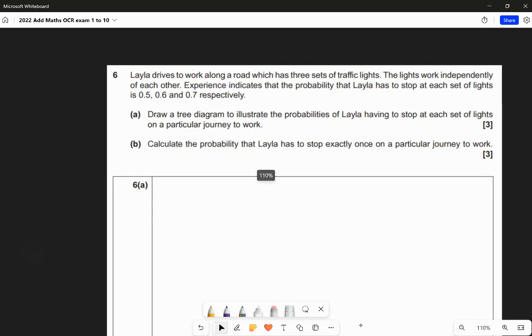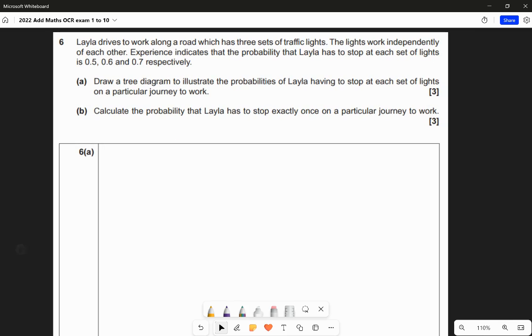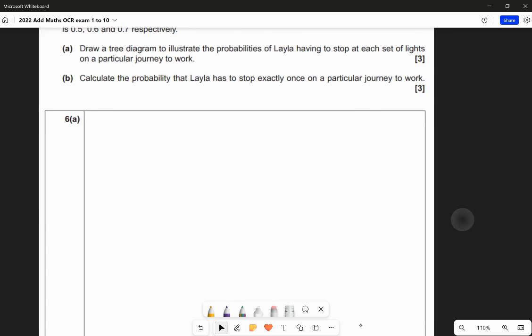So Layla drives to work along the road, 3 sets of traffic lights. The chance she has to stop is 0.5, 0.6, and 0.7 respectively. They work independently of each other, which means that they do not affect the chance of her stopping at a future traffic light. Okay, so whatever happens in a previous traffic light, the probabilities will stay the same for future traffic lights. Draw a tree diagram to illustrate the probabilities of Layla having to stop.